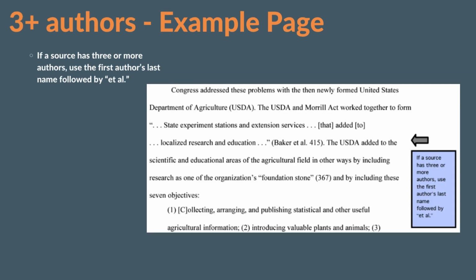If you have three or more authors for one of your in-text citations, you're going to use the first author's last name and then et al., period, and then the page number.